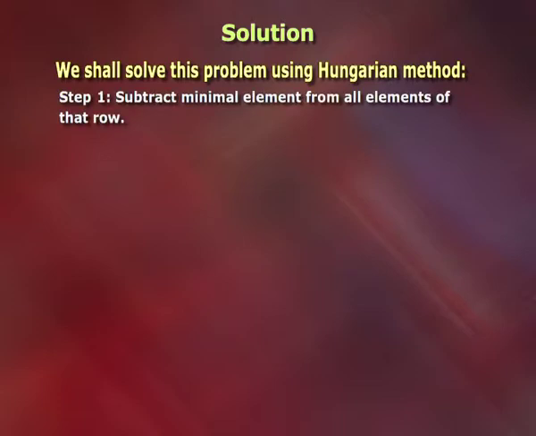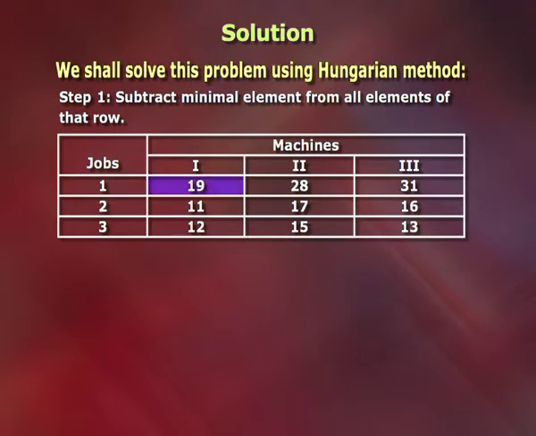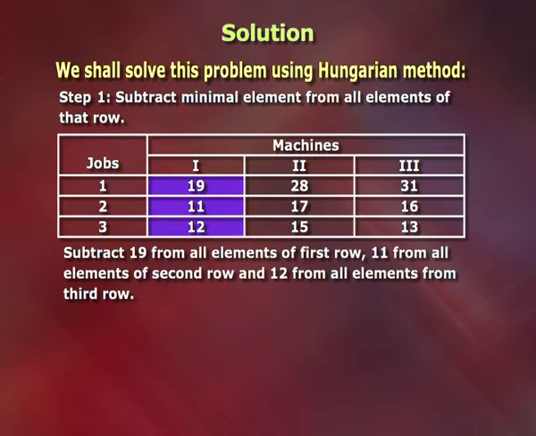Step 1. Subtract minimal element from all elements of that row. You can see in the below table, from the first row, that is 19, 28 and 31, minimal element is 19. Second row, the elements are 11, 17 and 16. So, minimal element is 11. Row 3, 12, 15 and 13, minimum element is 12.